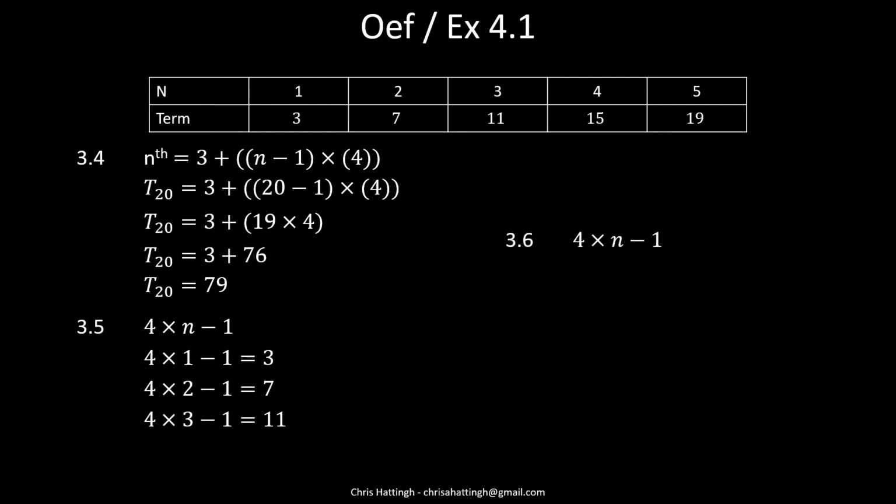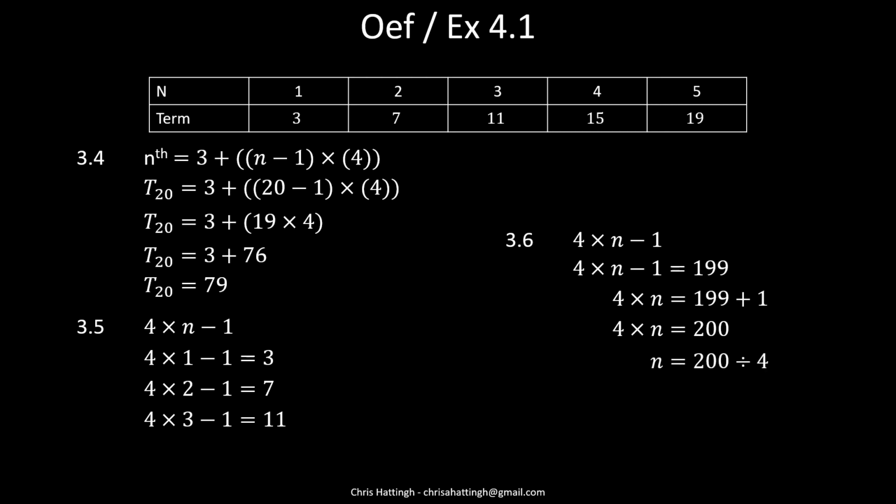3.6. Use your rule and determine the position of the value of 199. So you're going to set that equal to 199 and solve it. You take over minus 1, so it will be plus 1. So 4 times n equals 200. The opposite of times will be divide. So you need to divide 200 by 4, so you'll find the position will be the 50th position.